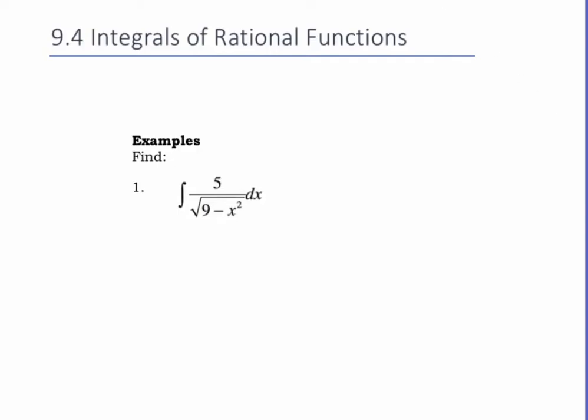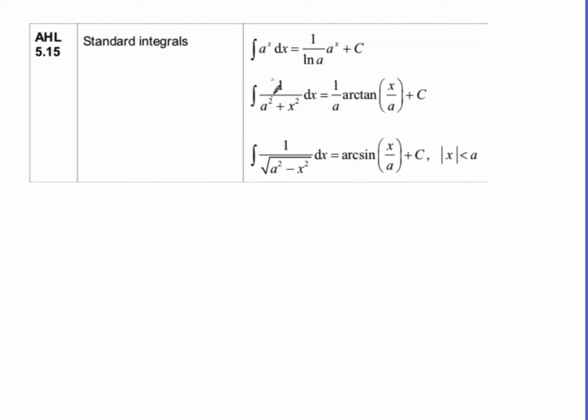Hello, this is Mr. Collier, and today we're doing some integrals of rational functions using inverse trig ratios. Okay, so we saw when we did differentiation that basically the derivative of a function like this gives you arctan, and the derivative of a function like this gives you arcsine. So we can use these relationships to set up these integrals, and these are in your formula booklet.